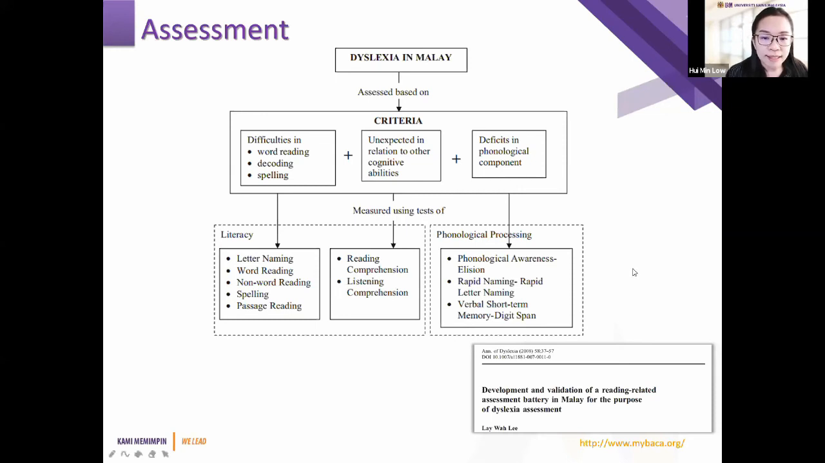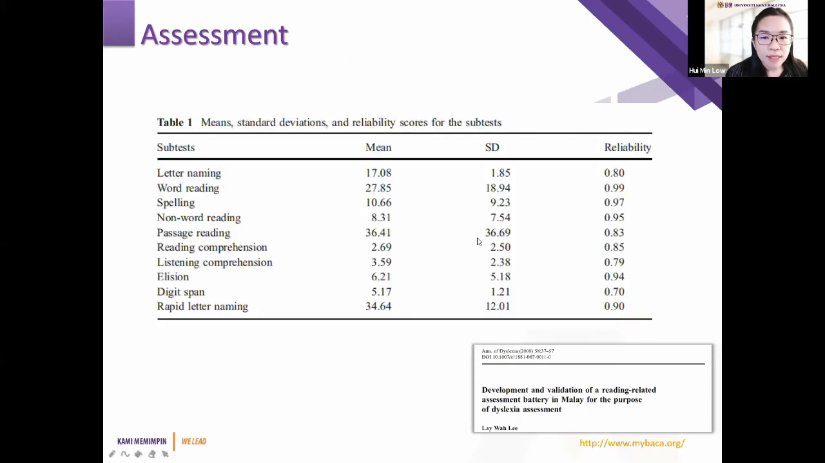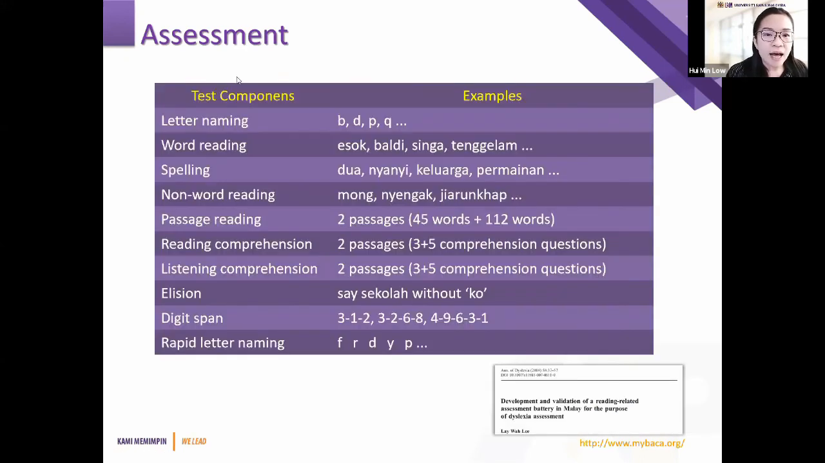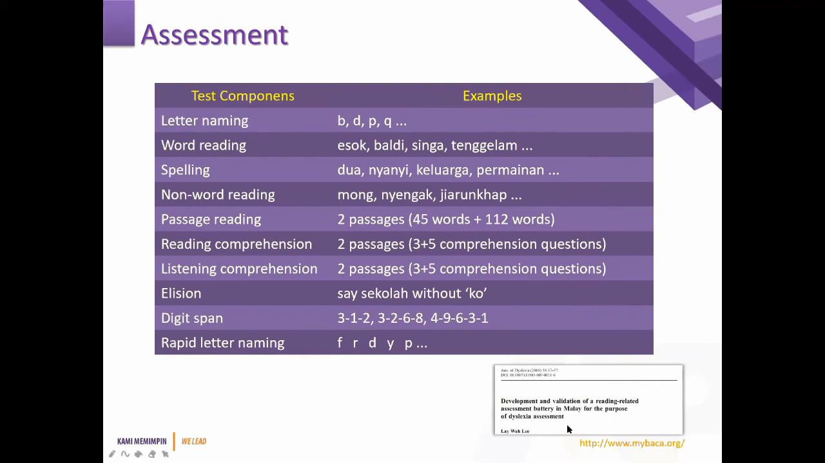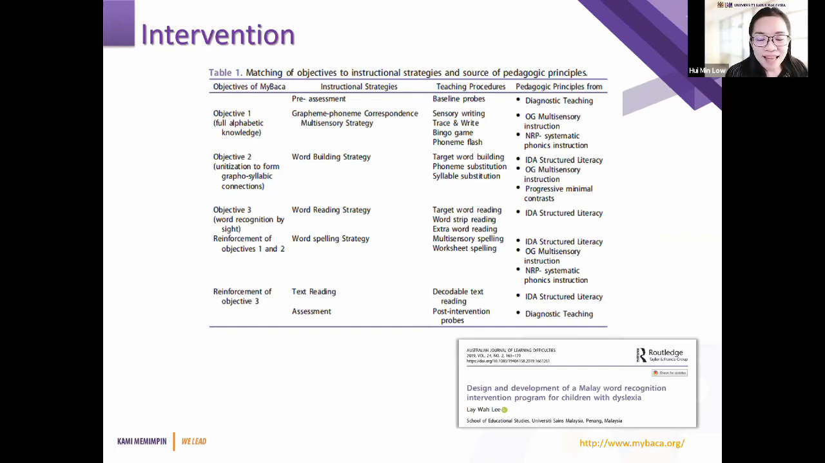So there are three components in this test. The first component is about literacy skills. The second one is about their cognitive abilities. And the third one is about their phonological processing. These are just a brief overview of the mean scores obtained for these different components. And these are the representation of the test components together with examples of the test content. If you are interested to know more about this assessment battery, I would encourage you to read this article by Prof. Lee.